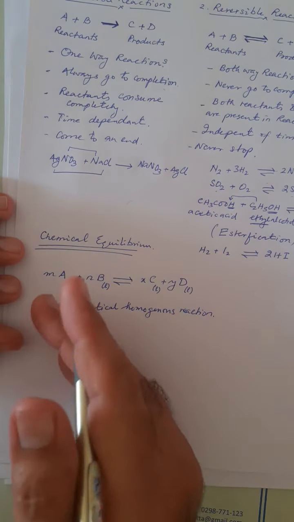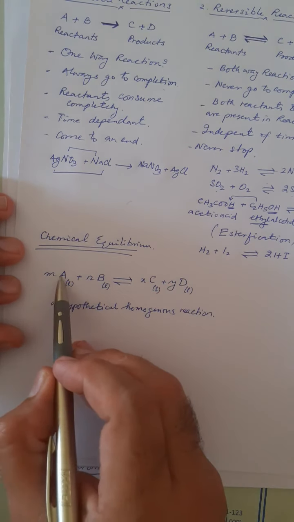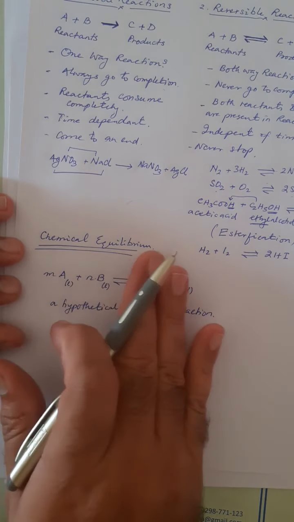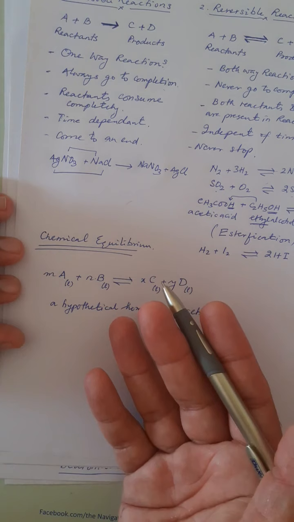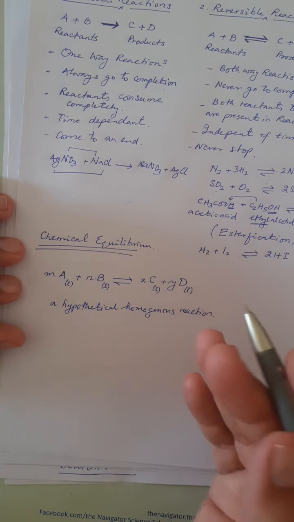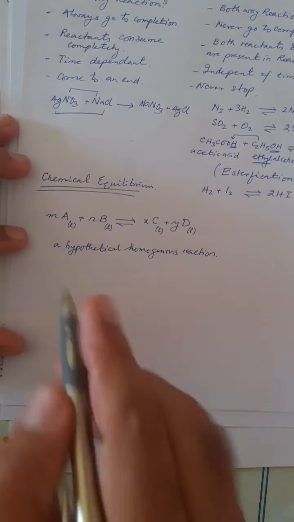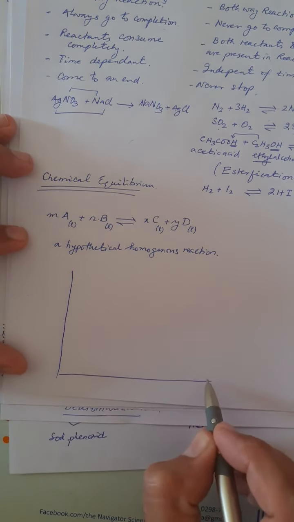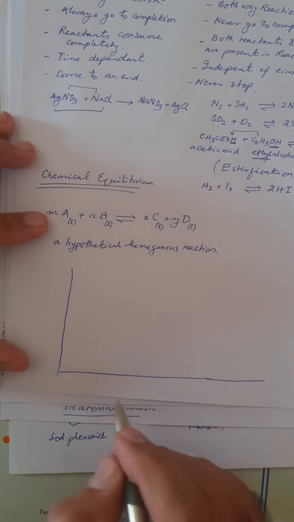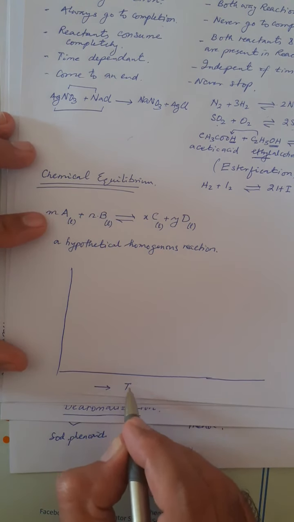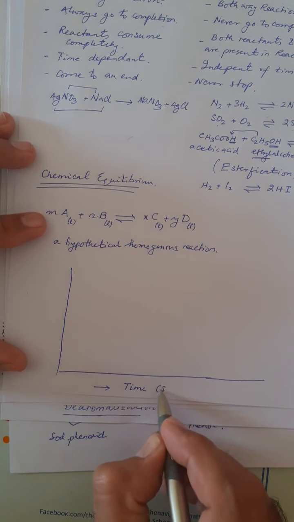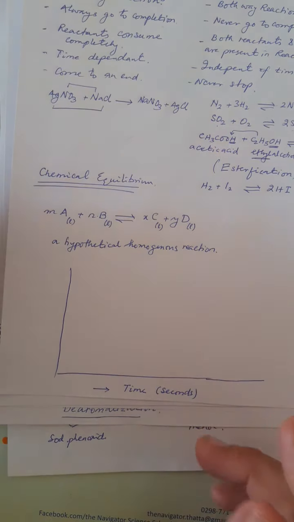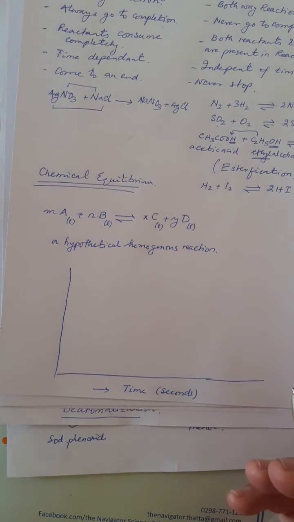Right? But as the reaction continues, A and B react, and only the forward reaction is taking place because C and D are zero. Okay? If I make a graph for you here, this is the y-axis and this is the x-axis. Let's say the x-axis shows time. Time is expressed mostly in seconds. Whatever units you want to use, you can use for it, all right?